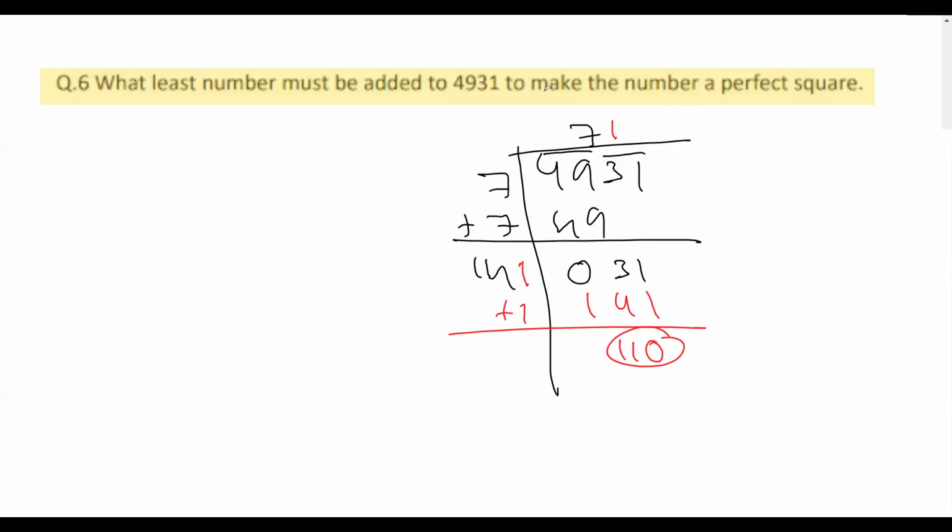So 110, right? The least number that has to be subtracted, the least number is 110. Sorry, not subtracted, should be added, is 110. So 110 should be added to this. This is the smallest. There can be many more numbers, but this is the smallest which has to be added to make a perfect square.